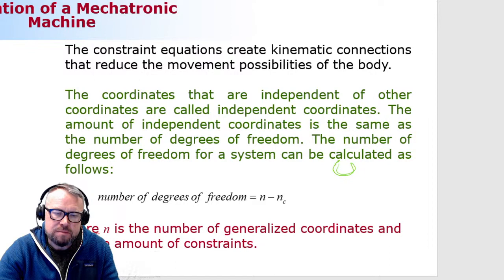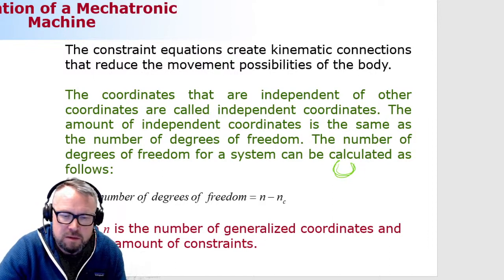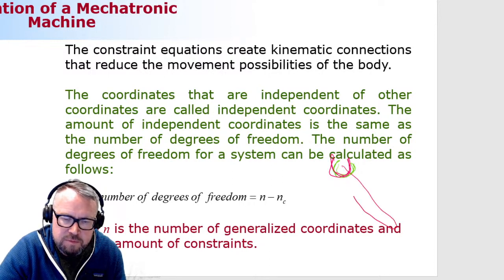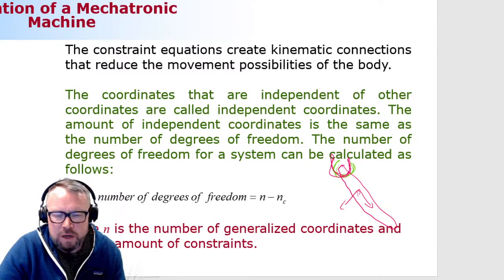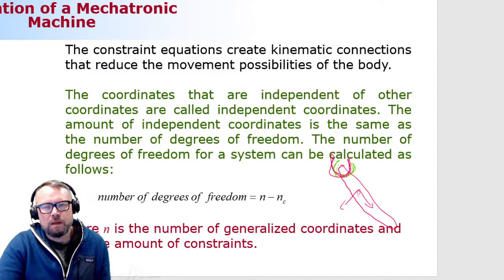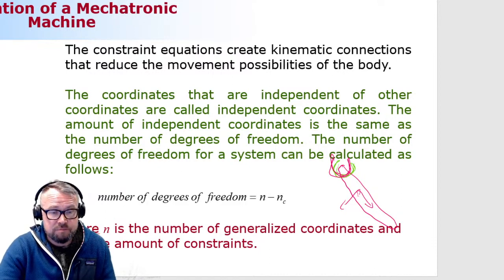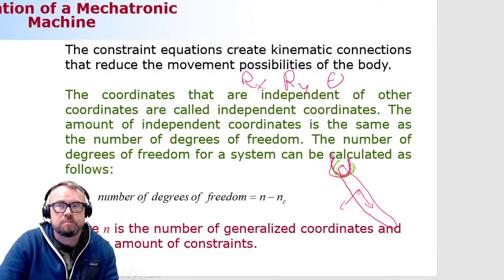Here is a pendulum. No, I need to change the color just a second. So here is a pendulum. Okay, so if this is a pendulum, the one body, how many generalized coordinates are needed to describe one body? That's 3. So it's Rx, Ry, and angle theta.